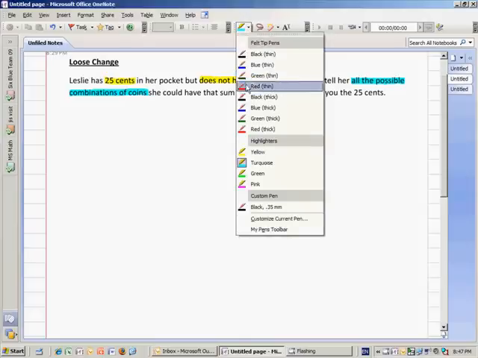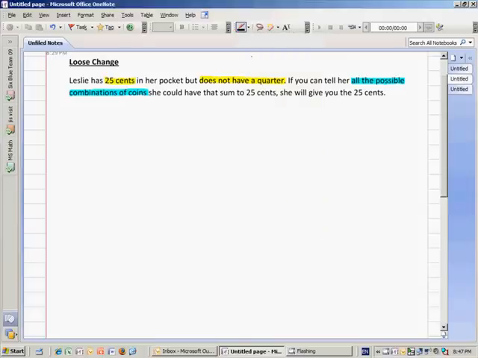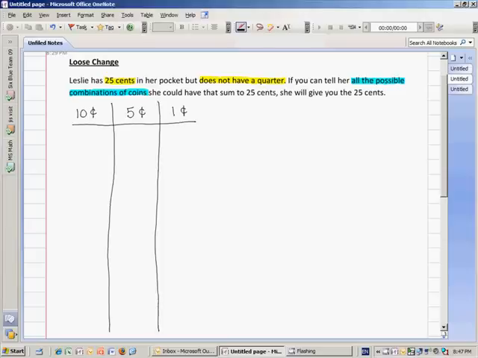Once I've identified the key areas in my problem, I need to determine how I'm going to organize my information. Here I'm going to create a chart that lists all the coins that she possibly could use. Notice I'm going from the most value to the least value: a dime, a nickel, and a penny. And I'm going to create an organized list to discover all the possible combinations. I want to try to find a systematic way of doing this.